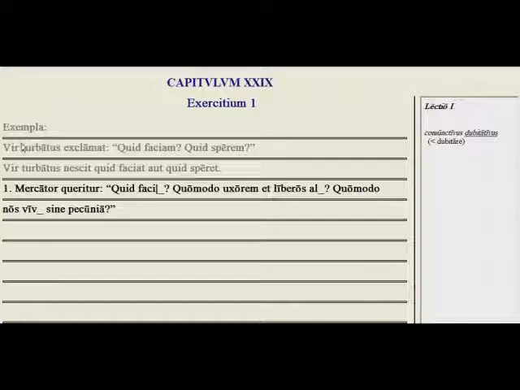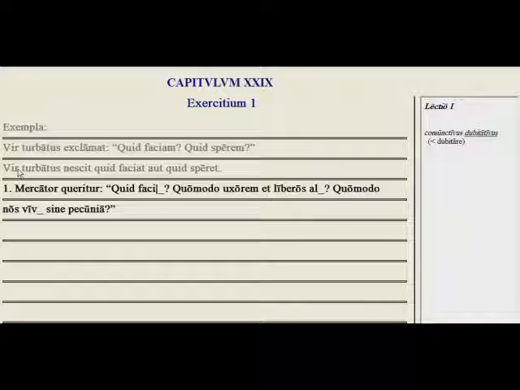So examples here we have vir turbatus exclamat, quid faciam, quid sperem. So the disturbed man shouts out, what am I going to do? What am I going to hope? What hope can I have? And that's the deliberative subjunctive. From facio, we have faciam, the present active subjunctive, first person, singular, and then sperem from spero, sperare.